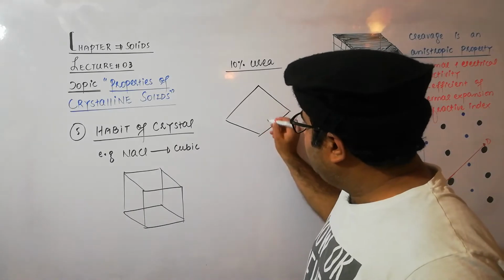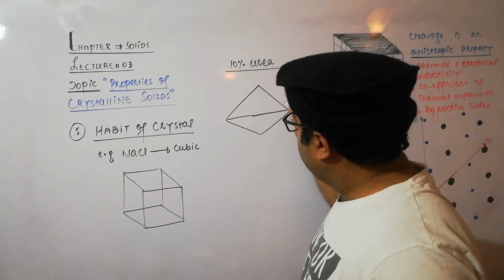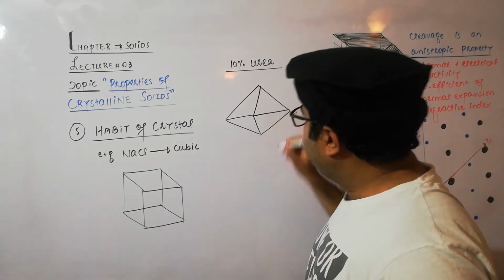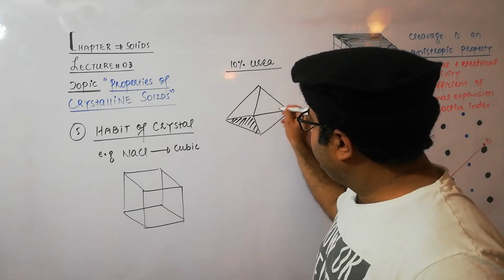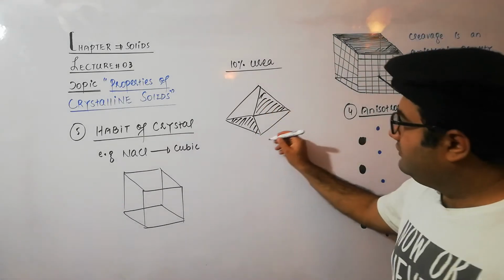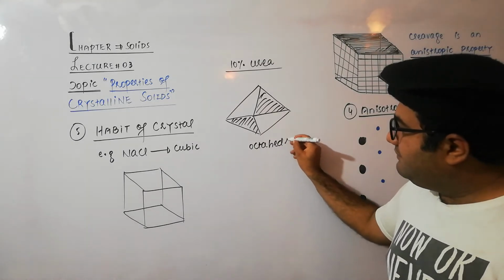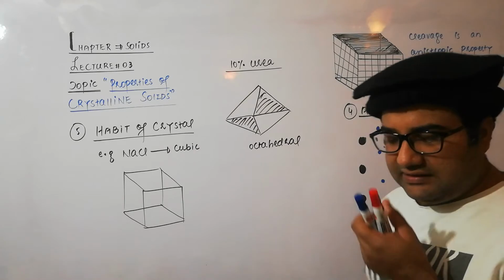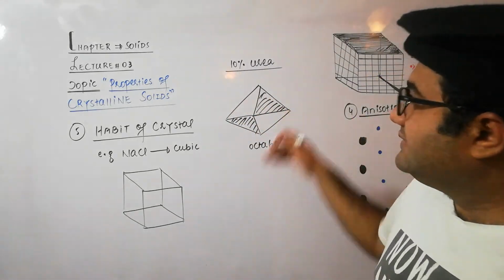And in this particular case now, it will be octahedral. So it will become octahedral now. It means that habit is the particular shape in which a crystal grows, and the habit of the crystal can be changed by adding some impurities.